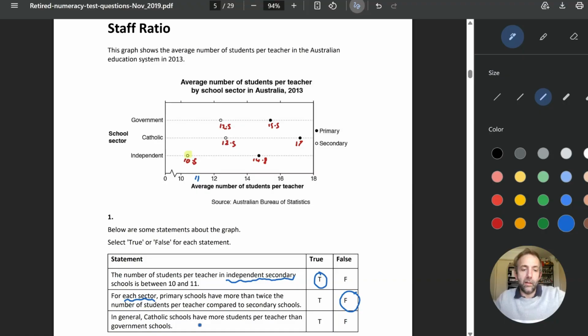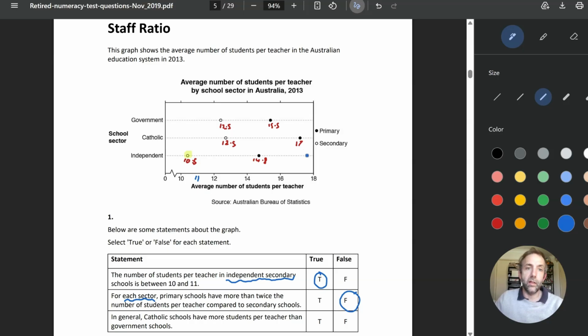In general, Catholic schools have more students per teacher than government schools. The last statement says, in general, Catholic schools have more students per teacher than government schools. But if we look at the secondary, that's roughly 12 and a half, which is pretty much the same as the government. That was technically a little bit less, but it's on the higher end. And the primary is definitely the highest one.